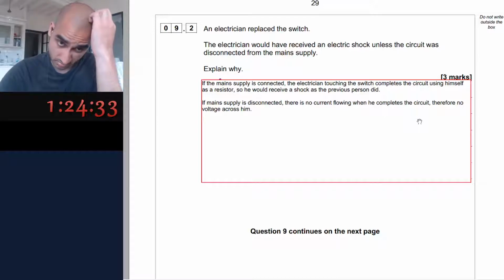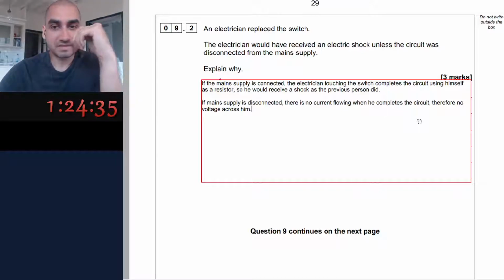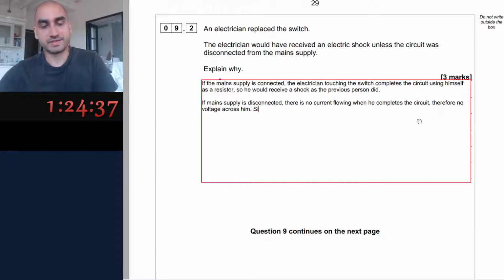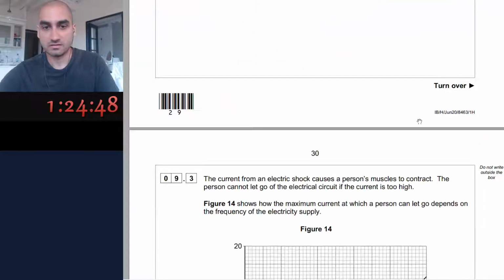Why is this 3 marks? Since his innate resistance is fixed. I don't know. Okay.